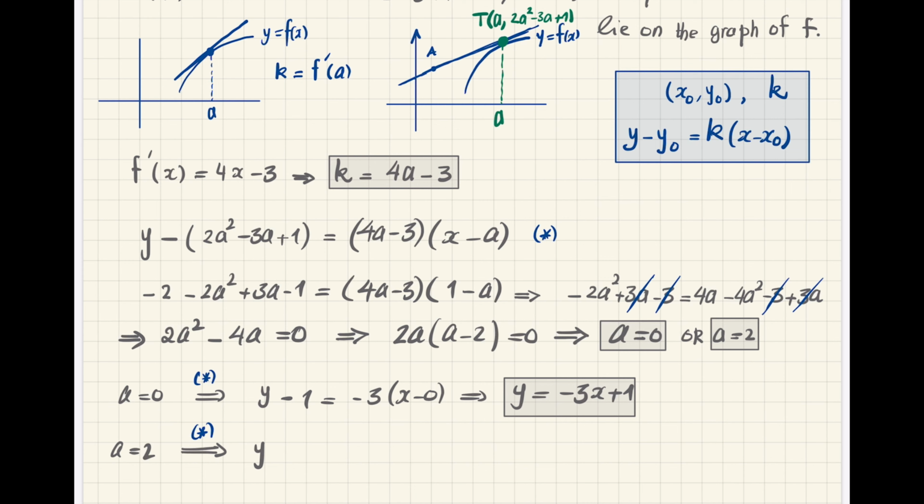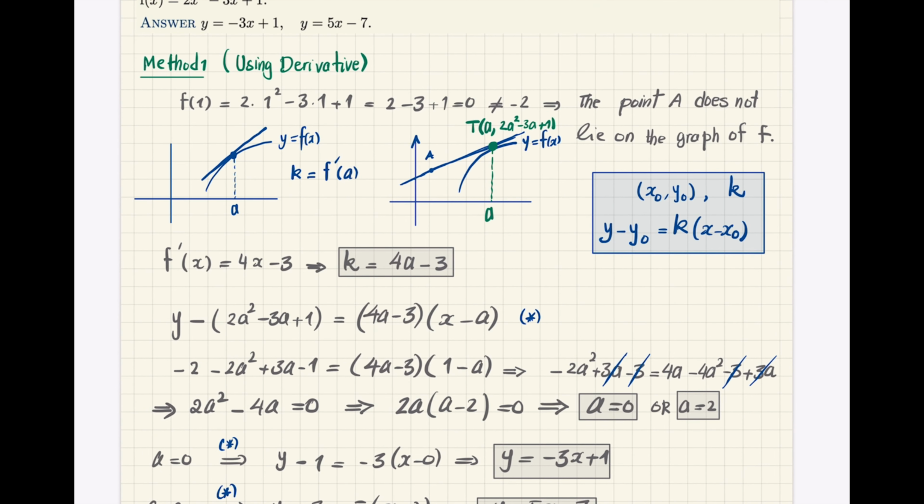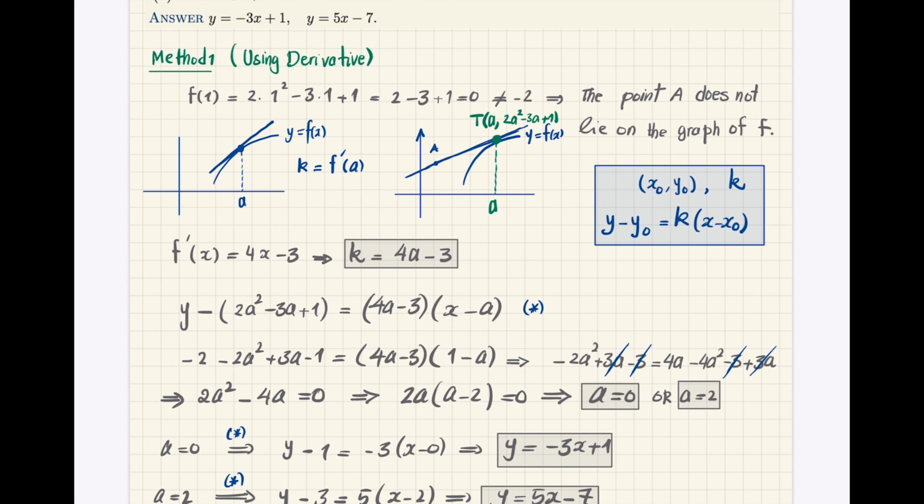So this becomes y. If I put 2 here, it becomes 8 minus 6 plus 1. So it becomes positive 3, but I have a negative sign here. So it becomes a negative 3. And on the right hand side, it becomes 4 times 2, 8, minus 3, 5. And then I have x minus 2. And if I simplify that, it becomes 5x minus 10, and I moved minus 3 here, so it becomes minus 7. So you see that I have 2 equations of my tangent lines, and these are exactly the ones given in the answer to this problem.